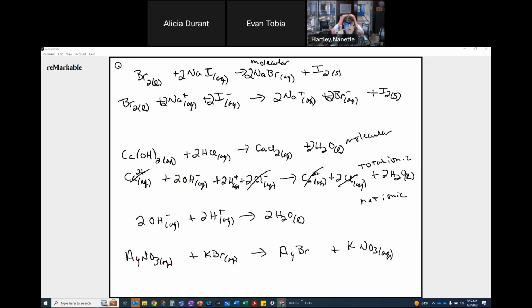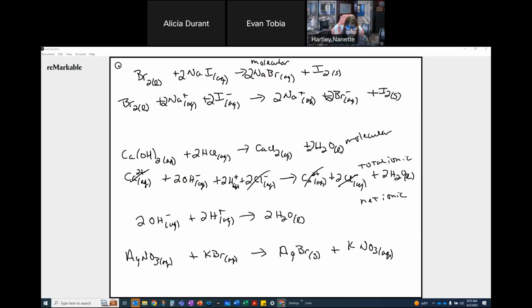So I know if there's going to be a solid, it has to be the AgBr. But I don't know if it is a solid or not. So if I come down and look at rule 3, it says most chlorides, bromides, and iodides are soluble except silver. So silver is a solid. So this one right here is a solid.